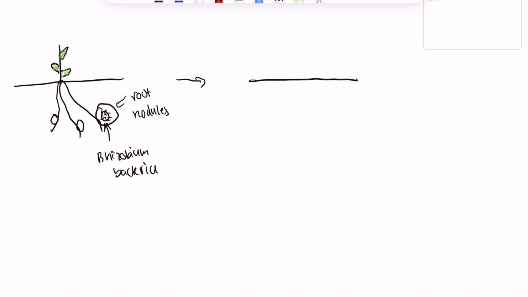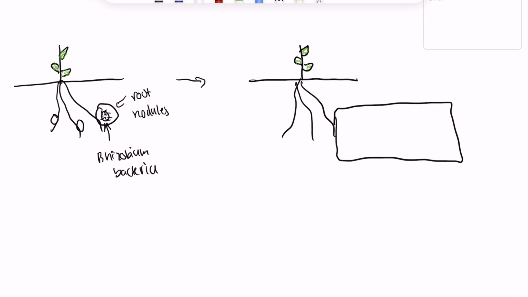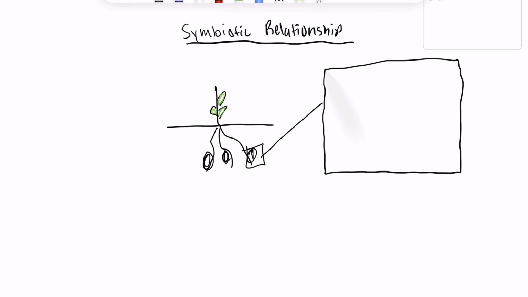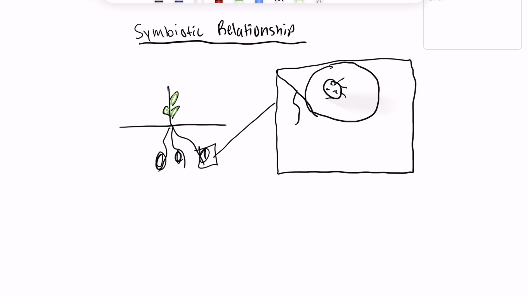Now, as N2 from the air makes its way into the soil, it encounters rhizobium bacteria in the legume's roots. Through this encounter, rhizobium bacteria use an enzyme called nitrogenase, which allows the bacteria to combine hydrogen and nitrogen to create ammonia, or NH3, from atmospheric nitrogen. Through this relationship, both the legume and bacteria benefit. The legume gets the transformed nitrogen, now ammonia or NH3, and the bacteria gets the sugar from the legume.